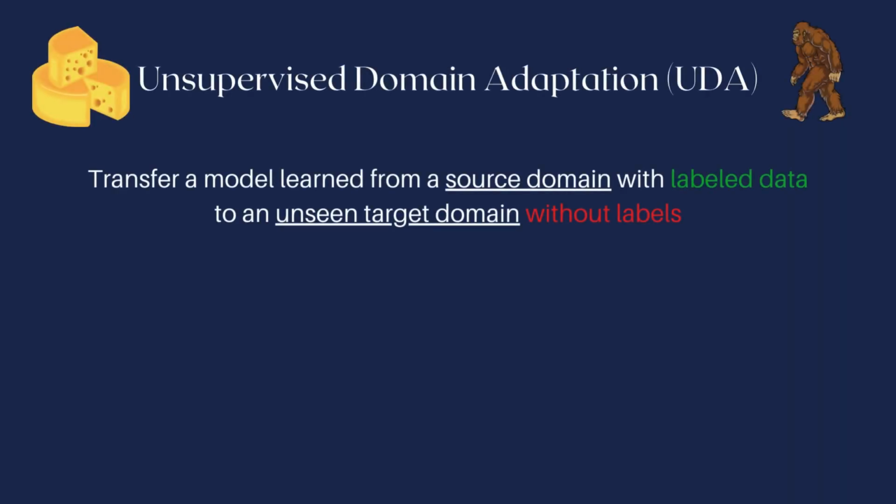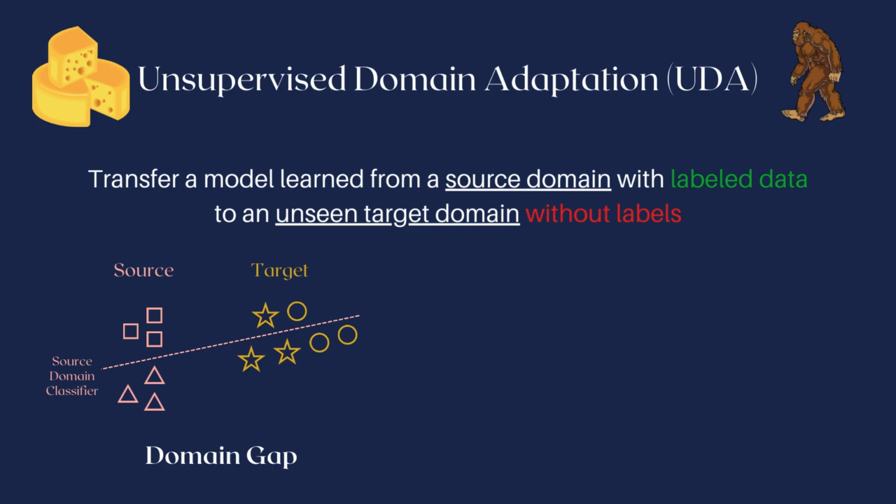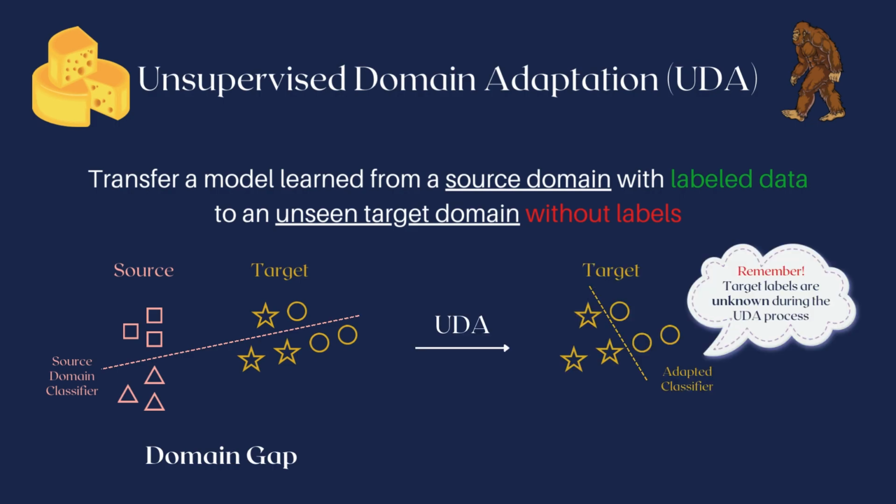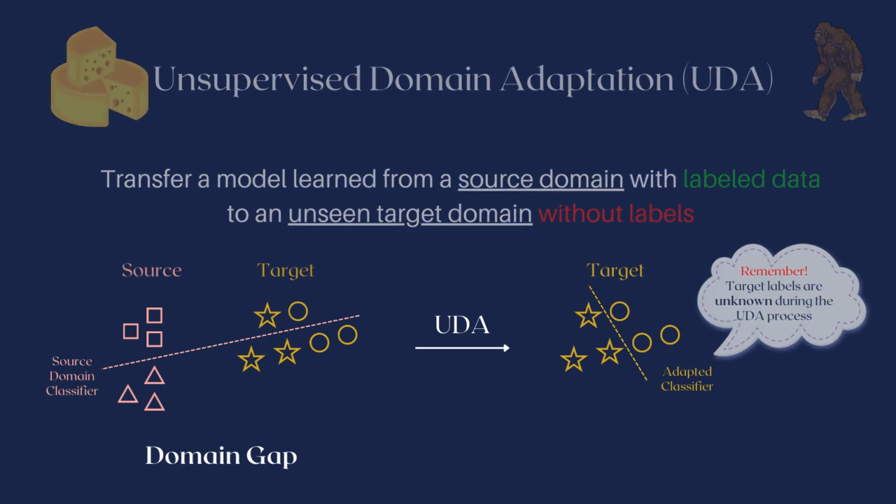To reduce the domain gap, unsupervised domain adaptation can be applied. The idea is to transfer a model learned from a source domain with labeled data to an unseen target domain without labels. Suppose a simple example of a classifier trained on a source domain. Due to the domain gap, the classifier doesn't fit the target domain. UDA aims to adapt the classifier to the target domain without access to the target labels.